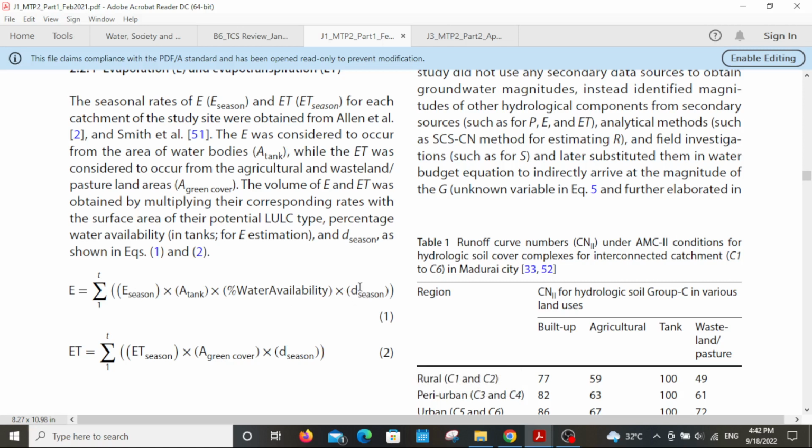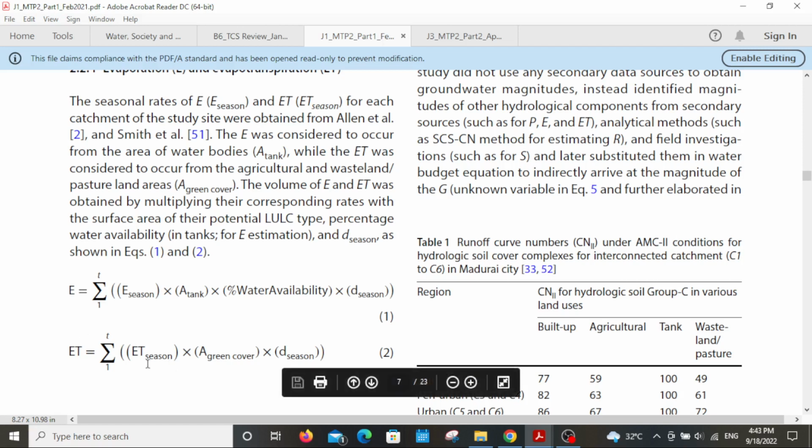So in this way, we have identified the water availability in each season, and the water availability in each season is further summed together from 1 to t, where t is nothing but 4, where time 1 indicates winter, time 2 indicates summer, time 3 indicates the southwest monsoon, and time 4 indicates the northeast monsoon. So altogether, we get the total volume of evaporation. A similar approach is adopted for evapotranspiration. I hope now you understand what these processes are, and for more details, you may read the theories provided in the introduction and methodology.